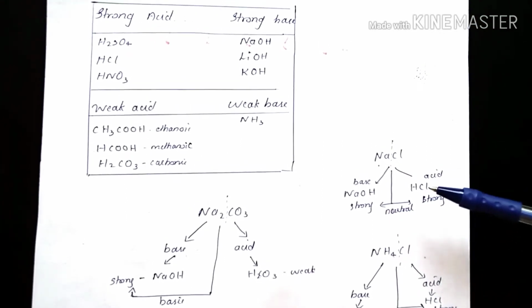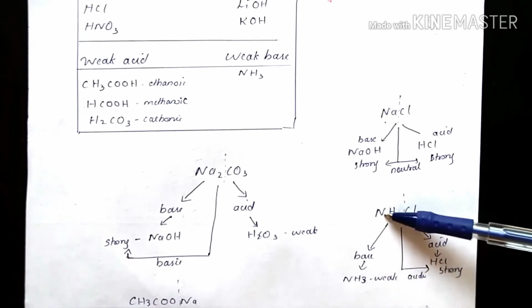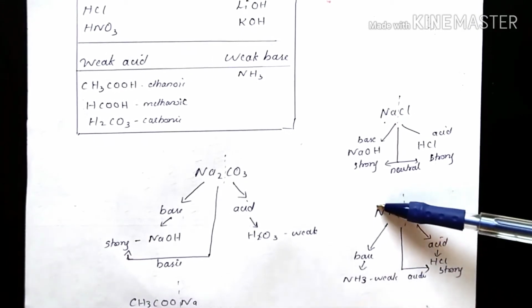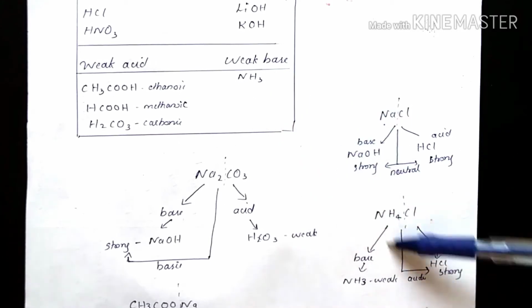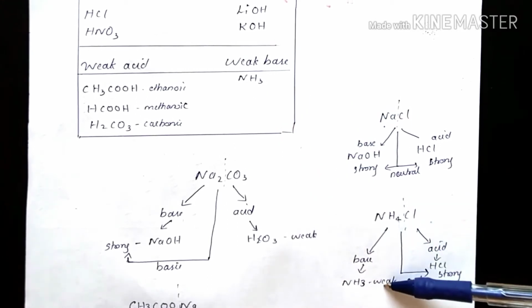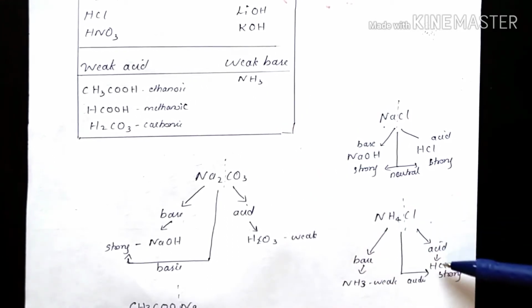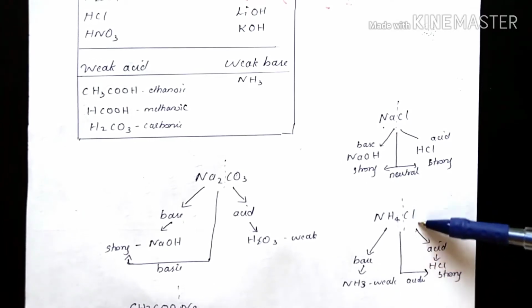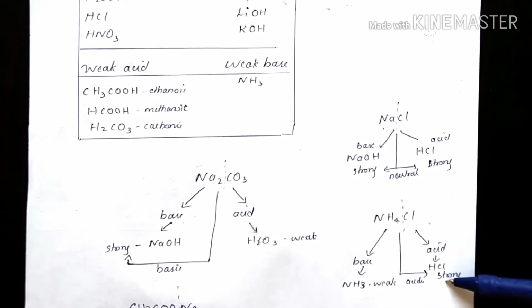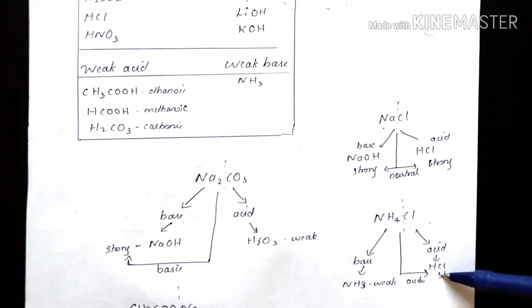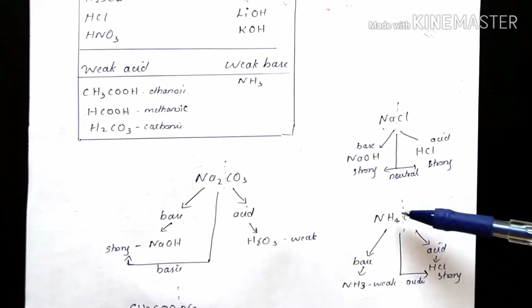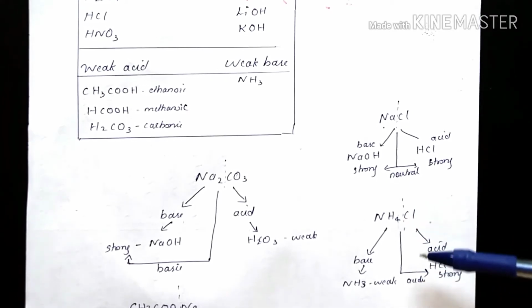Now when you take ammonium chloride, you have the ammonia, which is from the weak base, and you can also see the chlorine, which is coming from hydrochloric acid, a strong acid. So here the acid is strong and the base is weak, so the salt will be acidic in nature. Is that clear for you?